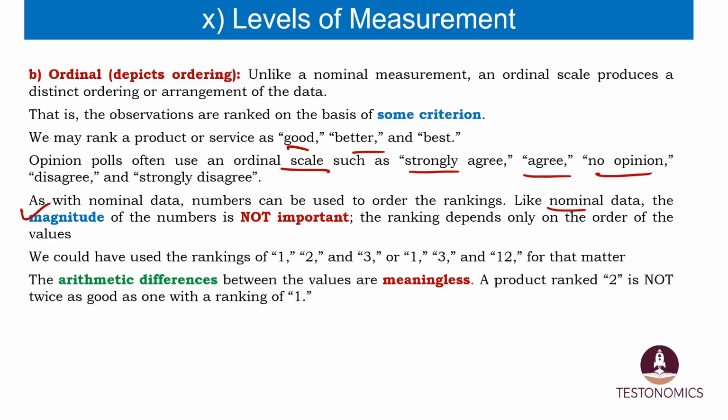That means 1, 2 and 3 are being used, but we are not saying that the arithmetic difference is of any use, right? We are not saying that 3 is thrice as good as 1. That's not what we are saying. That's why the arithmetic difference between these numbers or values is meaningless. So this is the second one. This is ordinal, in which there is some ordering. Earlier, the first one was nominal, in which there was no ordering. Now we have ordering. Now let's move to the third one.